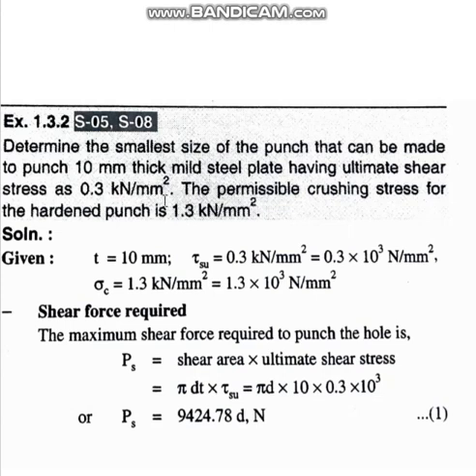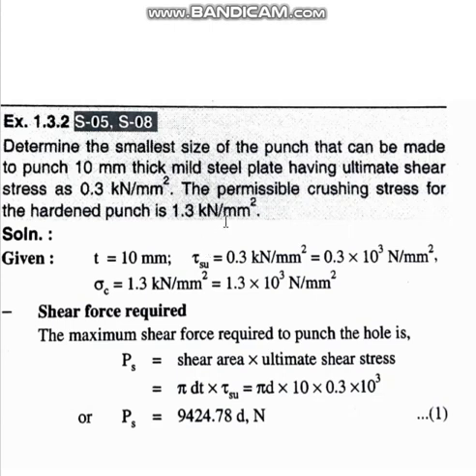This shear stress is of which material? Now we have two materials, one is the punch and one is the plate. Here it is mentioned, mild steel plate having an ultimate stress of this. Ultimate stress means what stress?